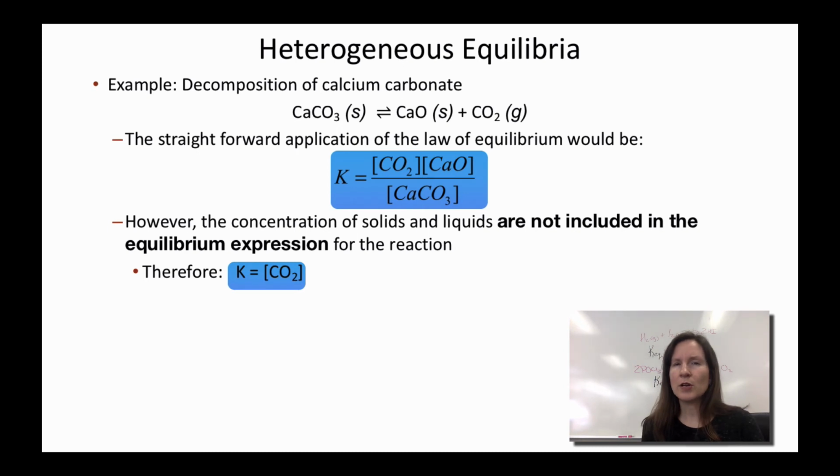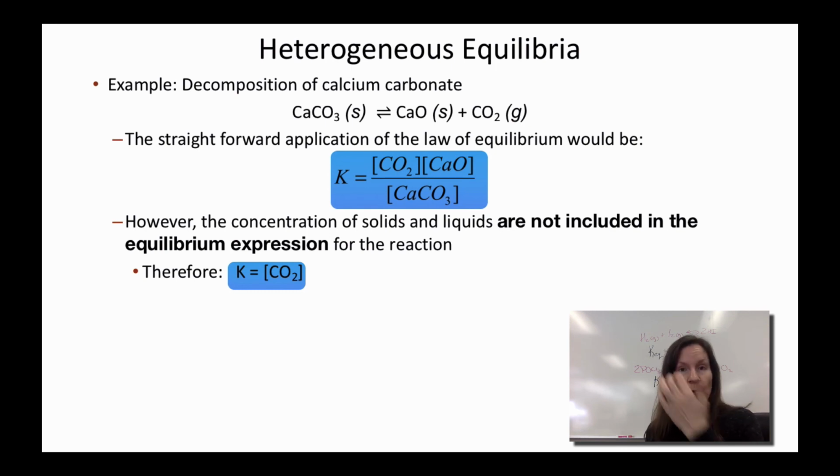The only other weird thing to know about writing K expressions is that K is actually dependent only on gases and aqueous things. So it turns out if the reaction is reversible, and in that reaction you have any solids or liquids either as reactants or products, their concentration values are not included. They go through normal stoichiometric reactions as they proceed.